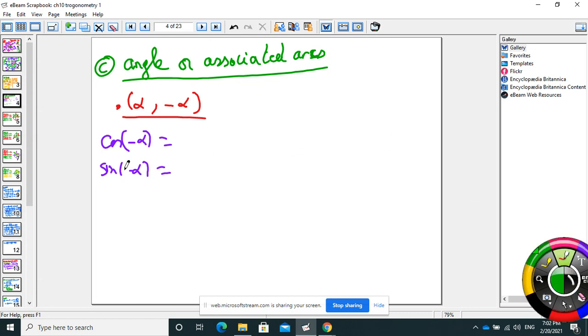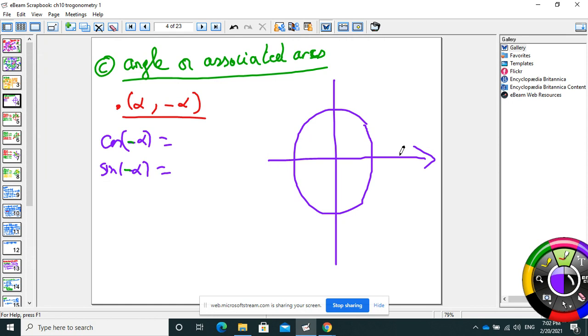terms of sine alpha. So first of all, I draw my circle. And I need to locate where alpha and minus alpha are. I always take alpha in quadrant 1. Whatever you take, you're going to have the same answer. But if this is my angle alpha, where might my minus alpha be?